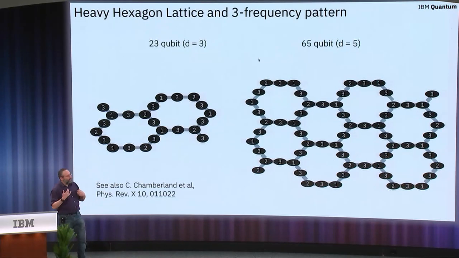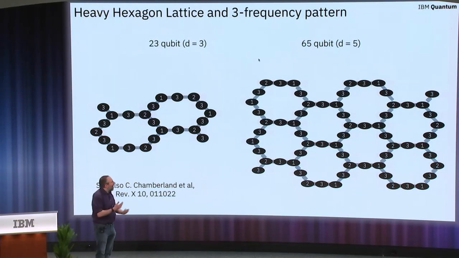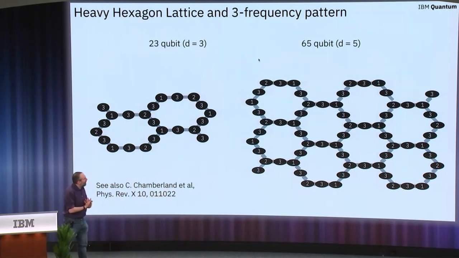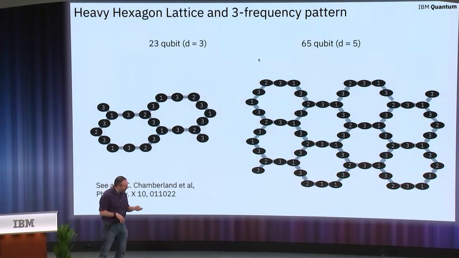We've also begun looking at lattices of a different connectivity, a different layout. You can see some work in this recent paper. Here is what we call a heavy hexagon lattice and a three frequency pattern, which we are going to look at in this model for how it's able to evade the frequency crowding.